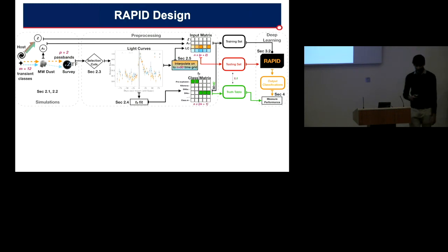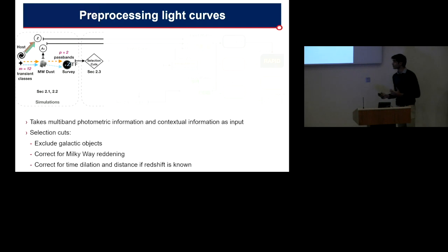All right, so how do we actually make this software RAPID? Well, this is the architecture. I'm not going to go into all of this. There's a lot going on here, but I'll try to break it down a little bit. So the information we take in is the multi-band photometric information.